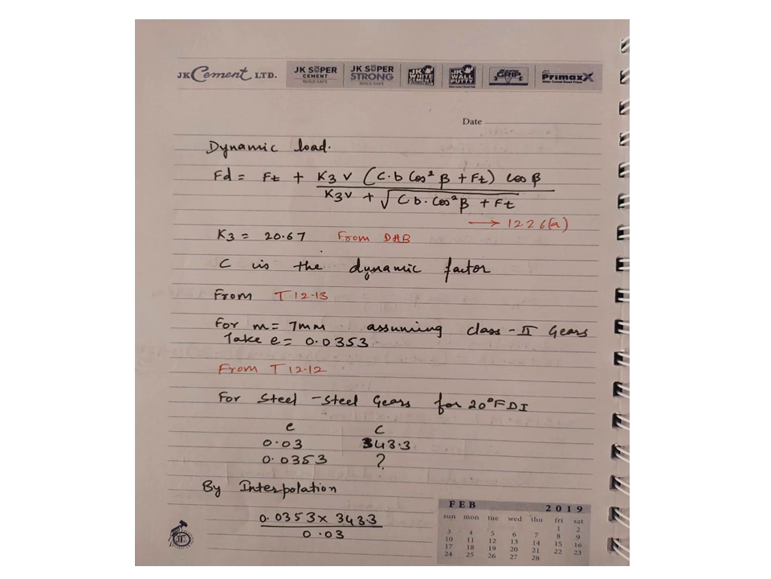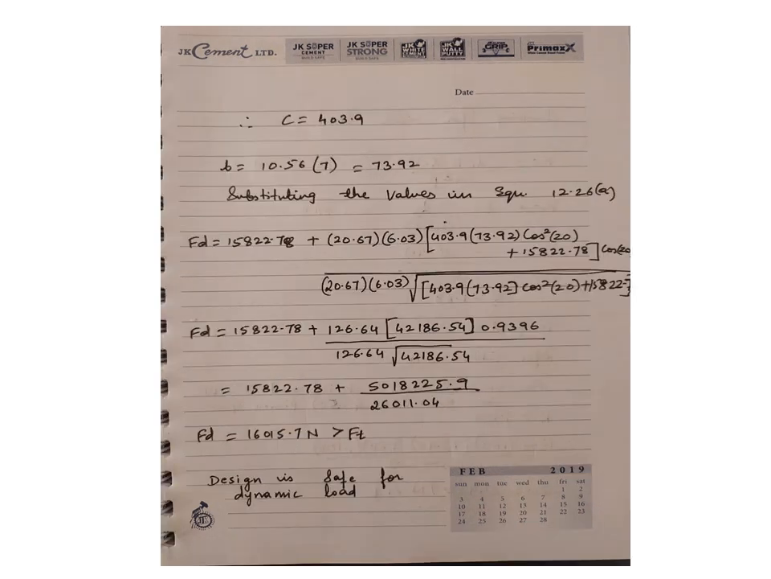Therefore, for e equal to 0.0353, we need to calculate C by the interpolation formula: 0.0353 multiplied by 343.3 divided by 0.03, which comes out to be a C value of 403.9. Similarly, b is nothing but 10.56 times 7, that is the face width, which comes out to be 73.92 mm.